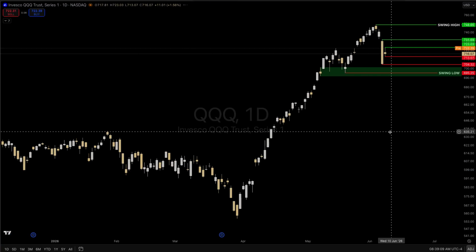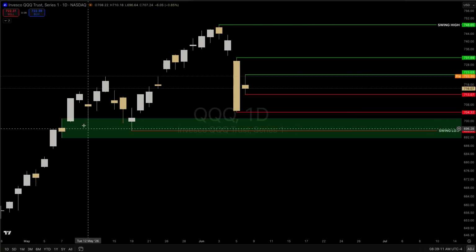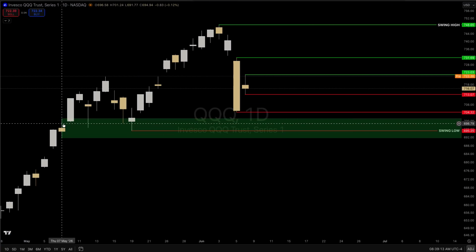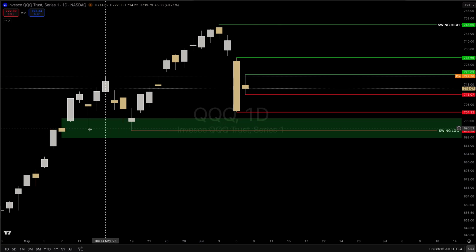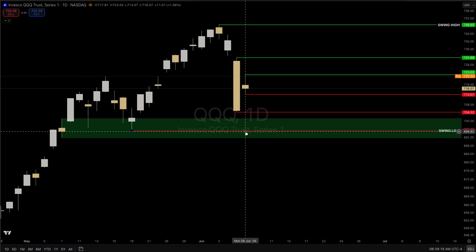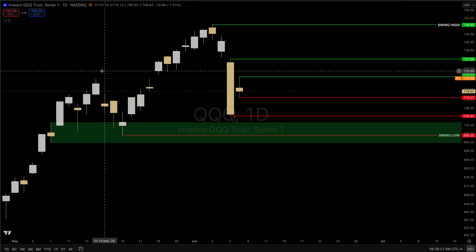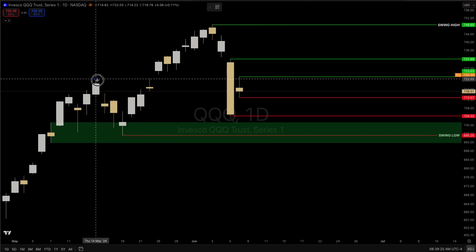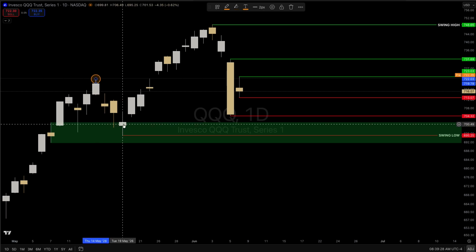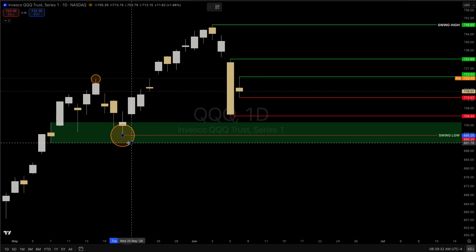If you see on the daily chart, this was the support zone I have here. Now we are coming back for the retest of this zone. But if you see here, we made this swing high. This was the swing high we made. Then we have another swing low, so this is the higher low.